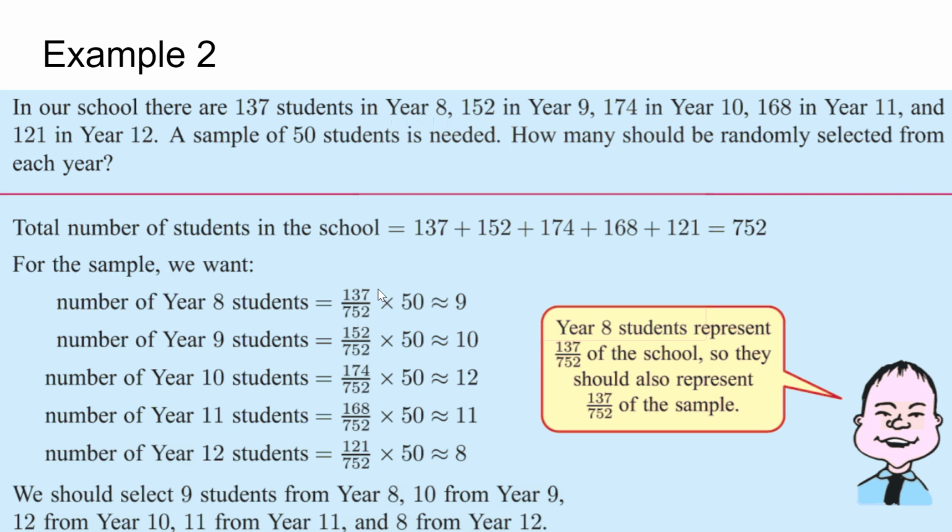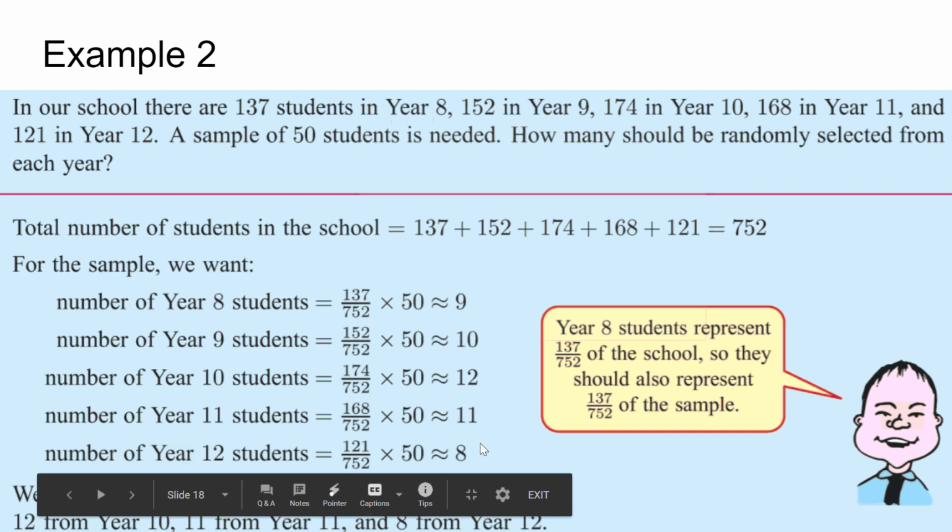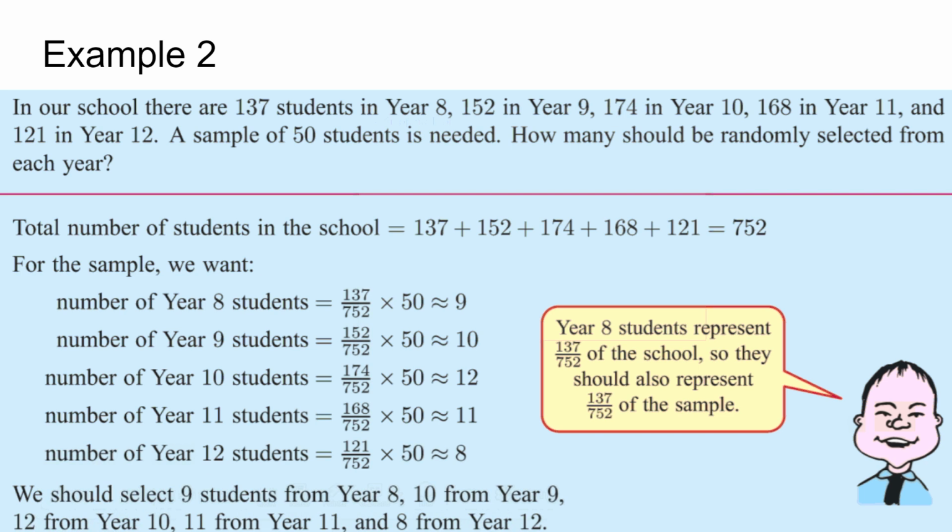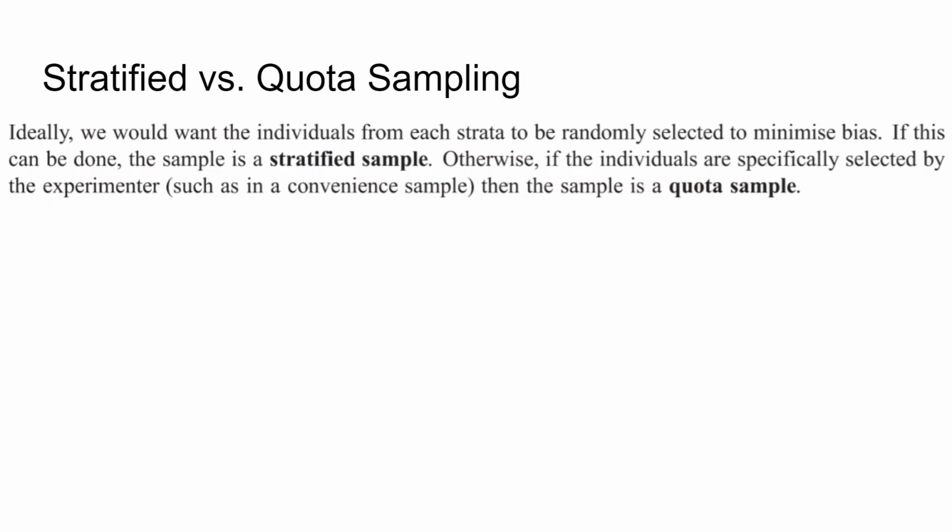So how many should we take from the year 8s? 137 out of 752 times n, 50, gives us about 9. About 10 from year 9, about 12 from year 10, etc. on out there. So basically all we're doing is taking a proportion of each group to make sure that our sample is representative of the population. Now it's possible that when we add all these numbers up, sometimes we don't get exactly 50 because of rounding error. That's going to happen from time to time. Don't get too worried if that happens in your particular situation.